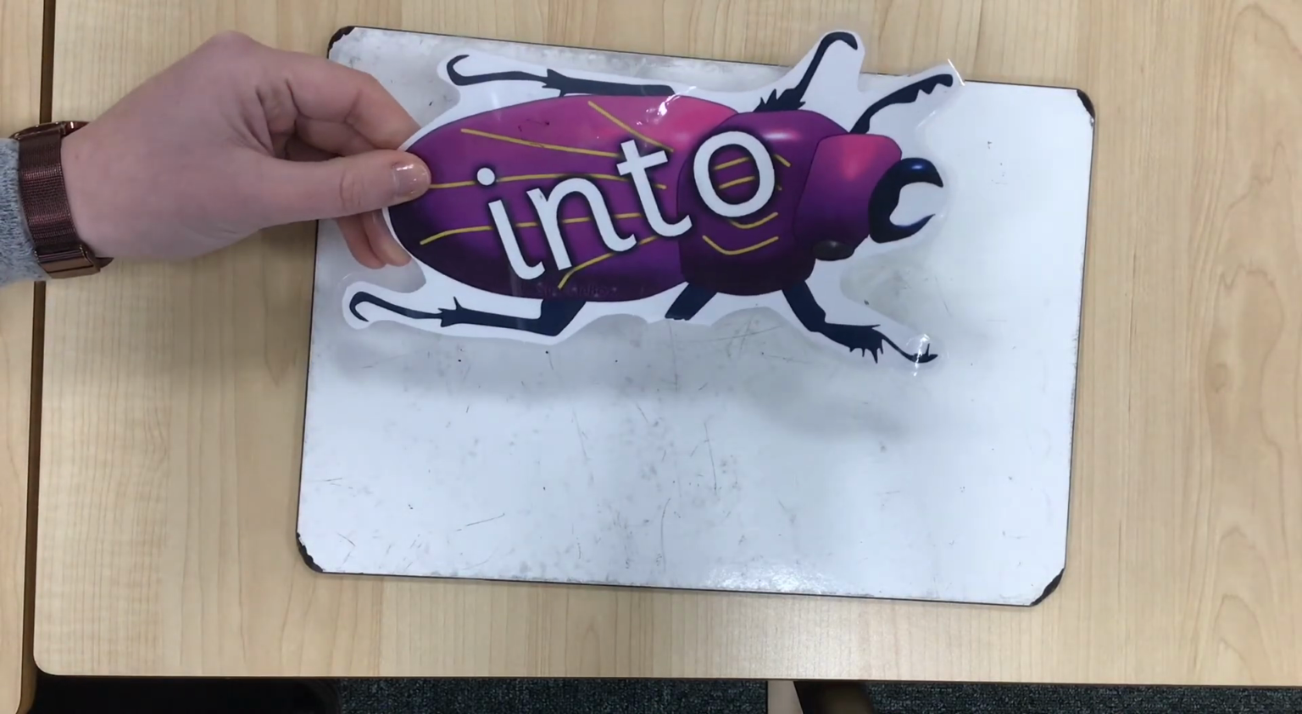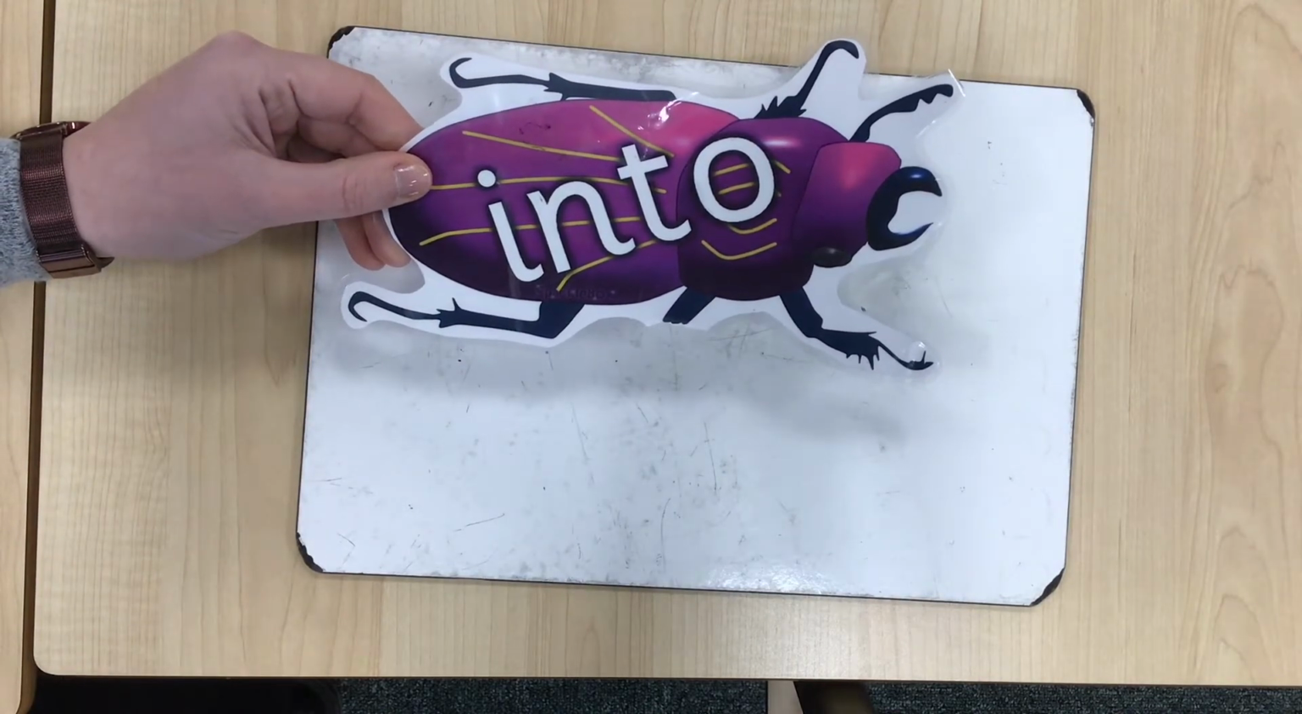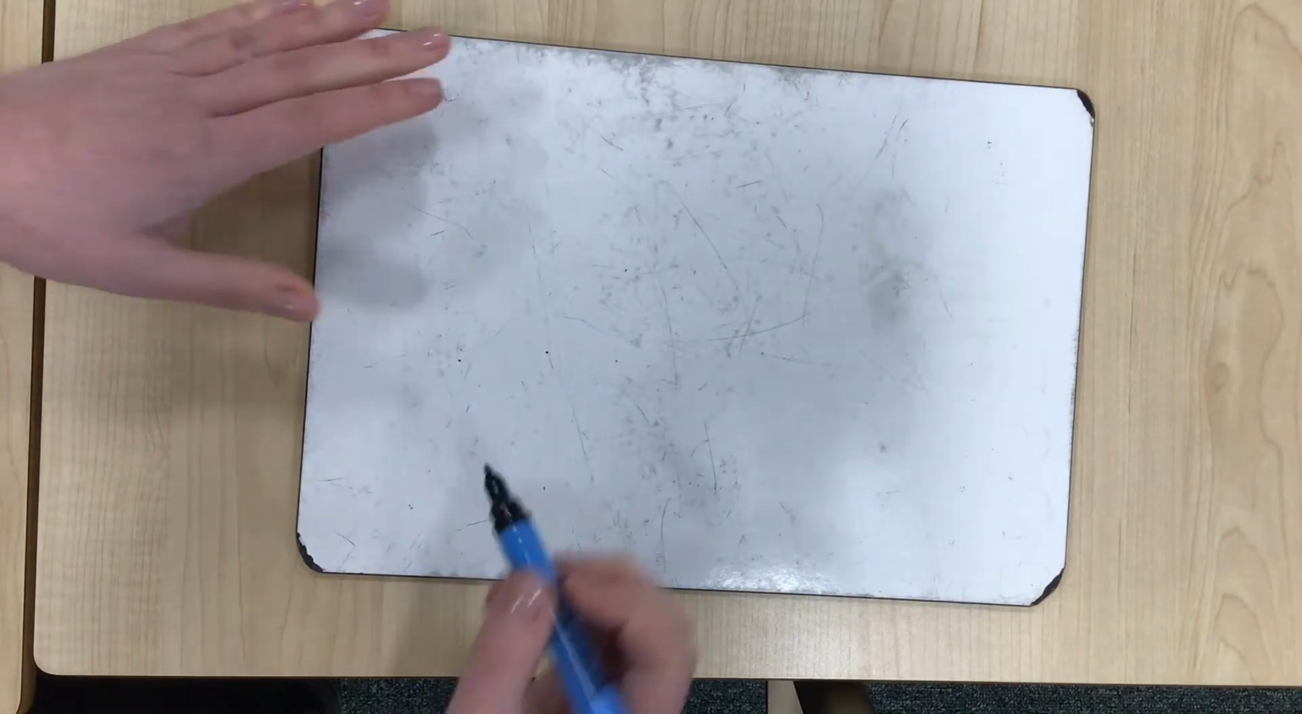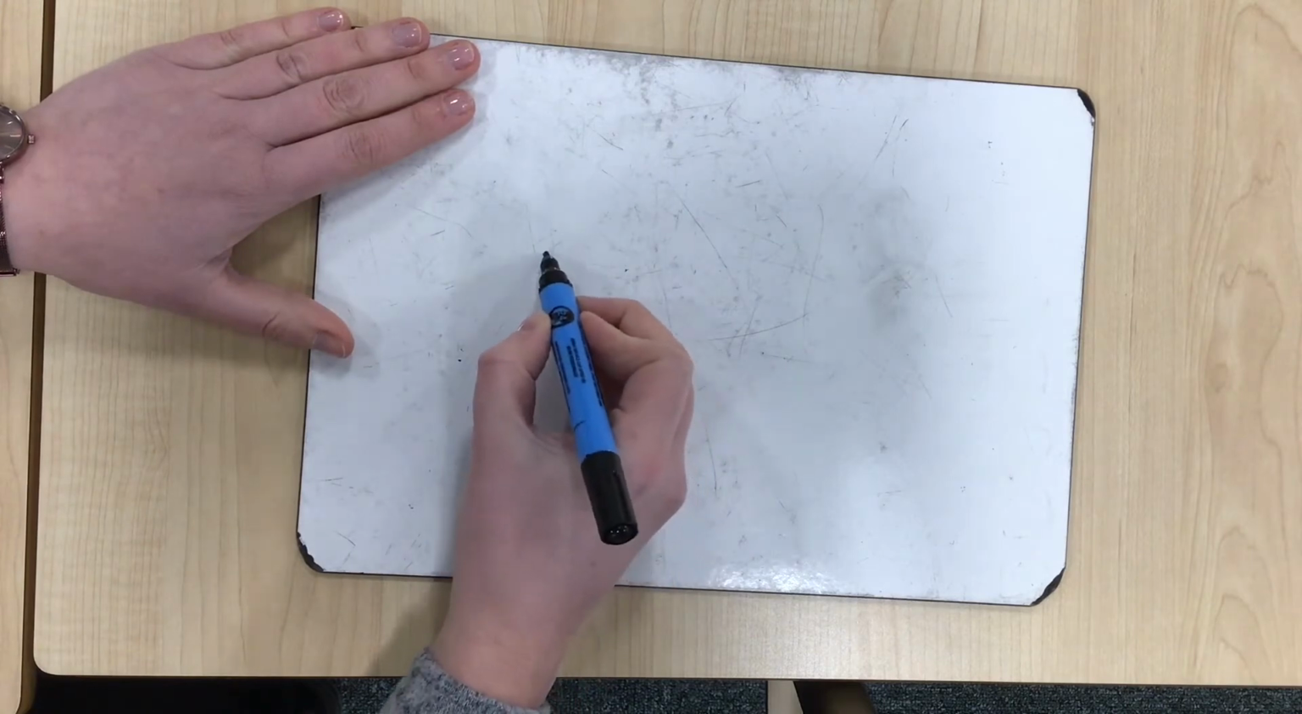So look, cover right check time, and today we've got 3. What's our first tricky bug? That's right, it's into. And the sound that's tricking us is the oo. The O is making an oo sound. Have a go at writing it.